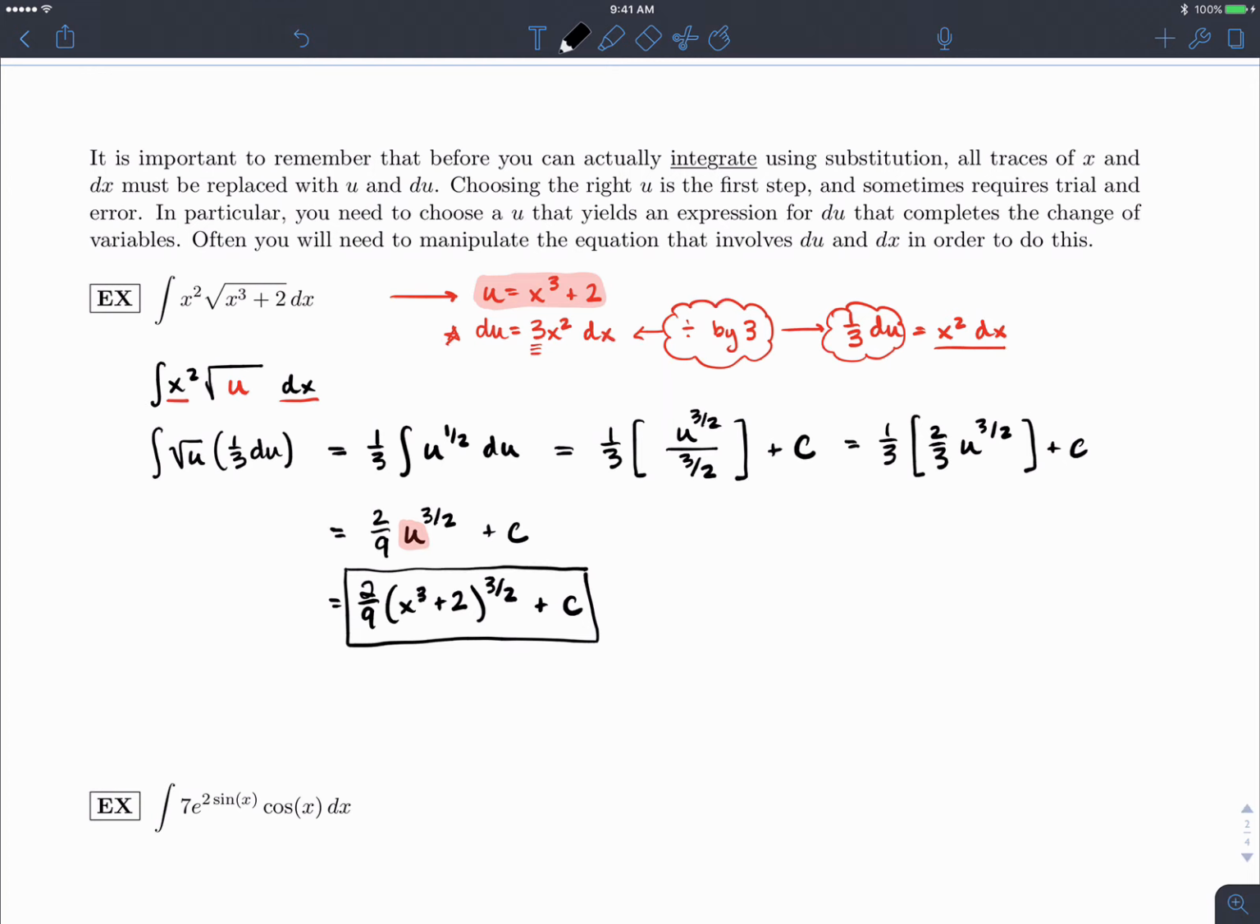So oftentimes this step right here of manipulating the du statement to get it to match perfectly with what we need to get rid of, in this case it was the x squared dx, is something that we have to address. And we'll see that kind of pop up in most of our u-substitution problems.